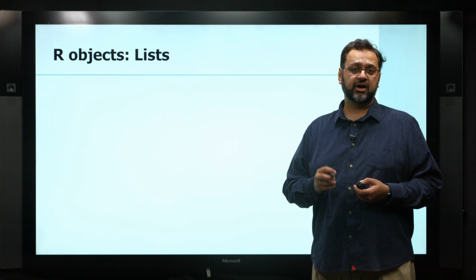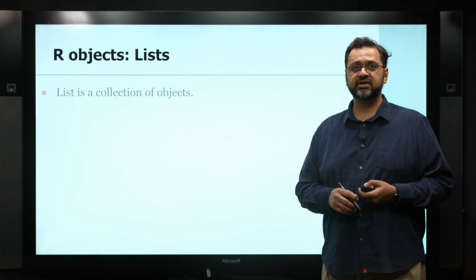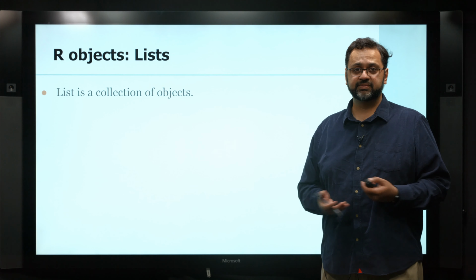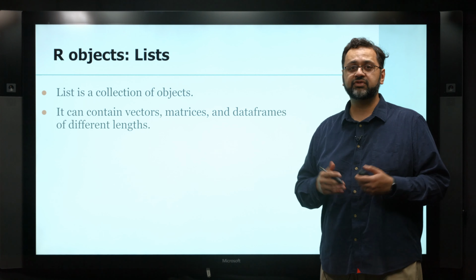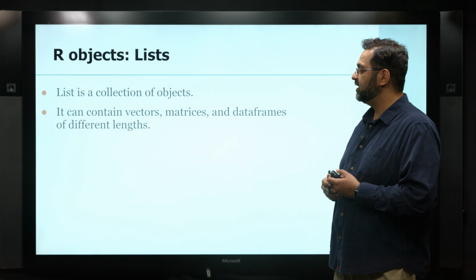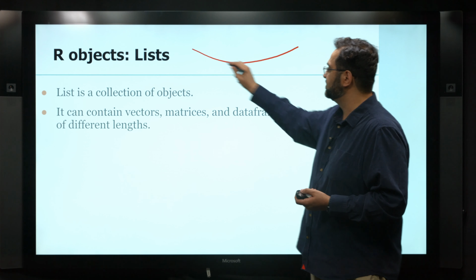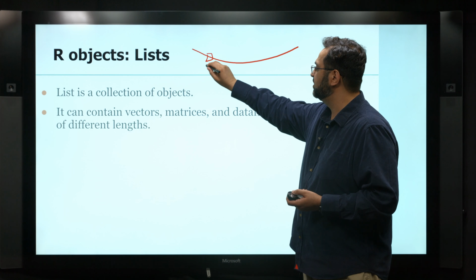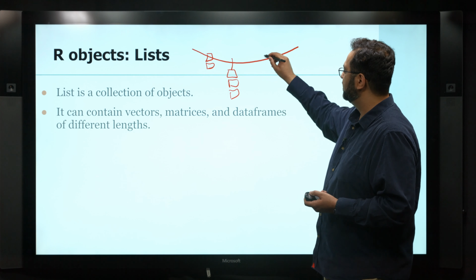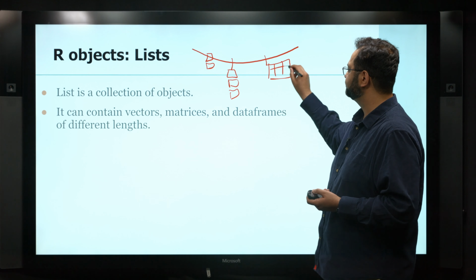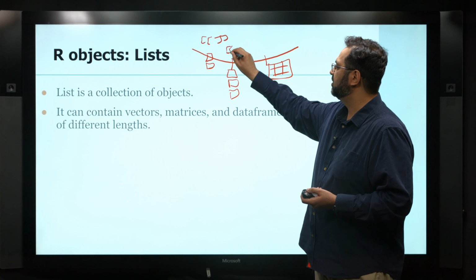Now lists are one more level of flexibility beyond data frames because a list is basically a collection of objects. Okay, so it could be vectors, matrices, data frames, and they don't even have to be of the same length. So the way I like to think of this is some sort of a banner, basically a series of things, and every element here could be a whole different size, different types of objects, or even an entire matrix.